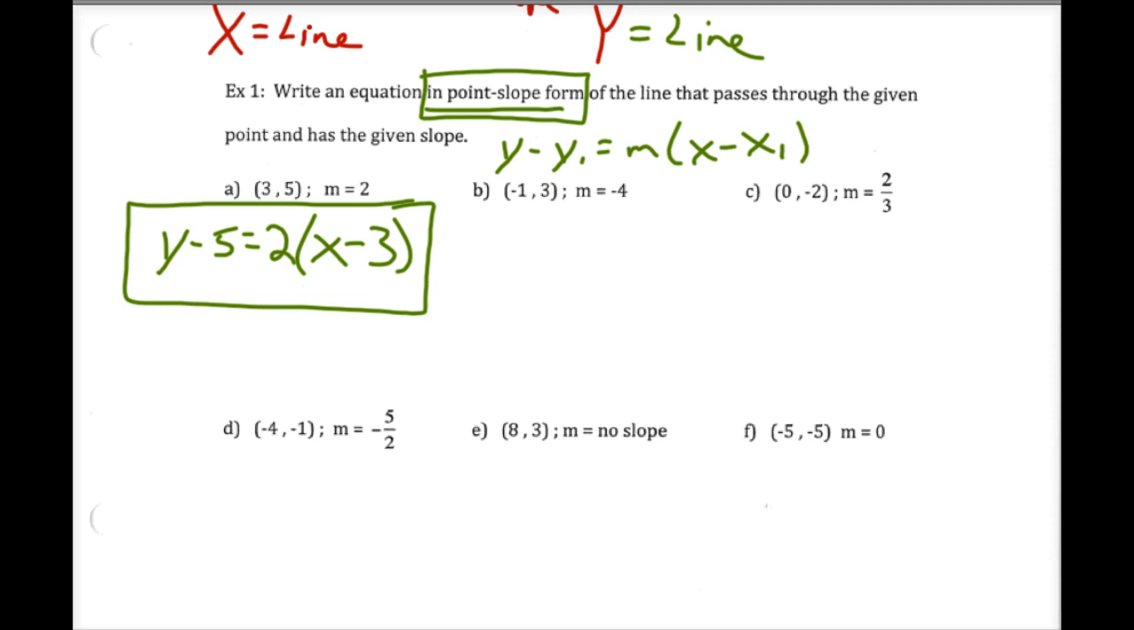Sorry, I know you guys are working ahead. Try C. Practice this, guys. Let's go. Allie Van Pelt, do C. Y plus 2 equals 2/3 times the quantity of x minus 0. Nice. Why is it y plus 2, people? Because a negative times a negative. Two negatives. Could Allie have written y minus negative 2?